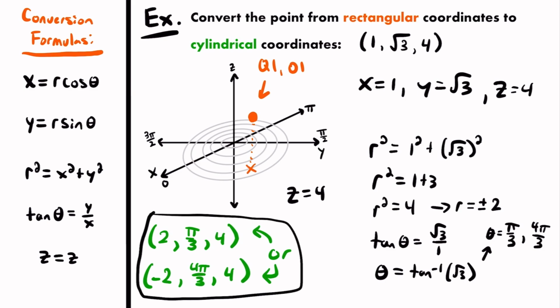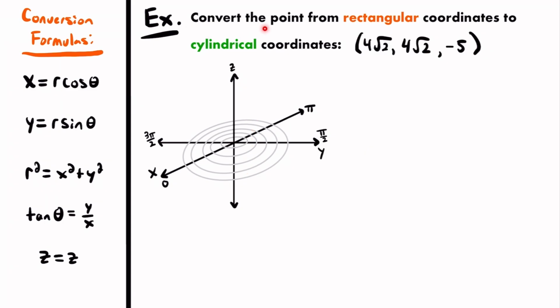Okay, and so you can see one of those other rules that we worked with earlier is true. If you negate the radius, you get negative 2, and so then you would want to add pi to the angle, and pi divided by 3 plus pi is 4 pi divided by 3. So we know that these two sets of cylindrical coordinates represent the same point. Okay, let's take a look at another example of converting from rectangular to cylindrical.